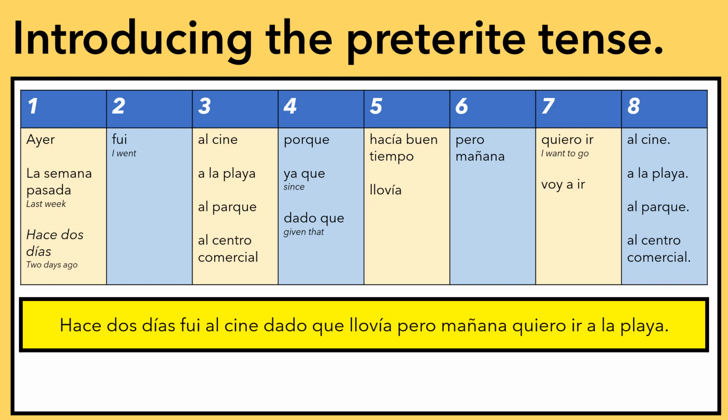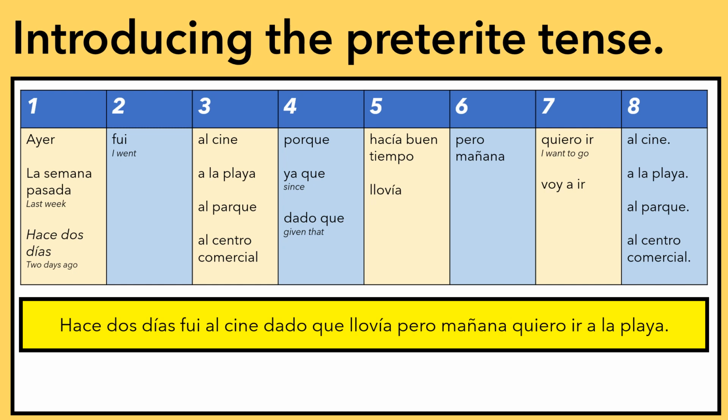So let's say, for example, I'd have this sentence builder on the board. I would read out, hace 2 días fui al cine, dado que llovía, pero mañana quiero ir a la playa. I would read that out and get them to write it down, either on a mini whiteboard or in the back of their book, along with me, then get them to practice saying it as well. I think that's one of the key things that I found. Not only is this really good for writing, but you have to get the students to practice speaking along with the sentence builder as well.